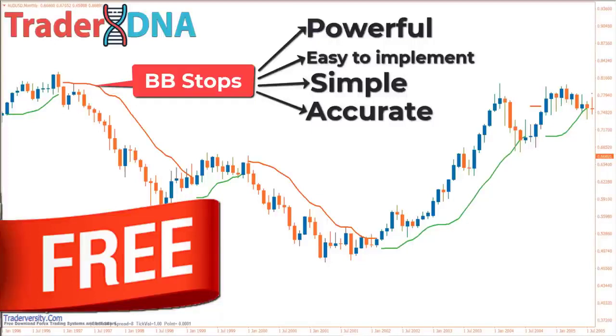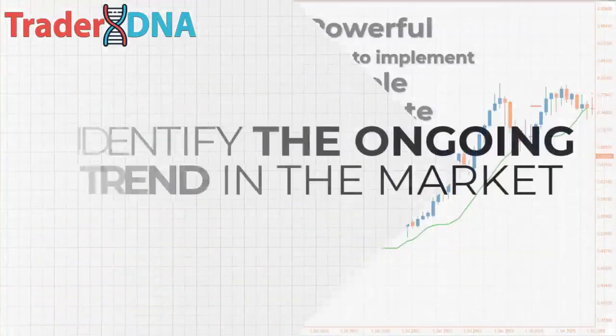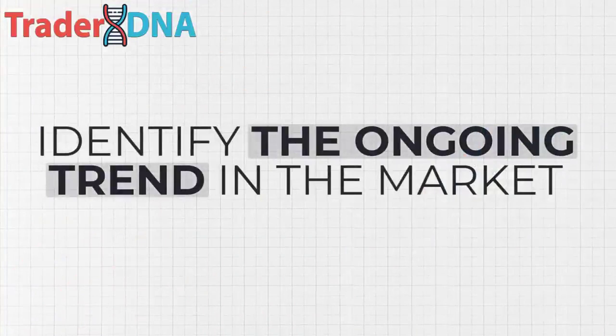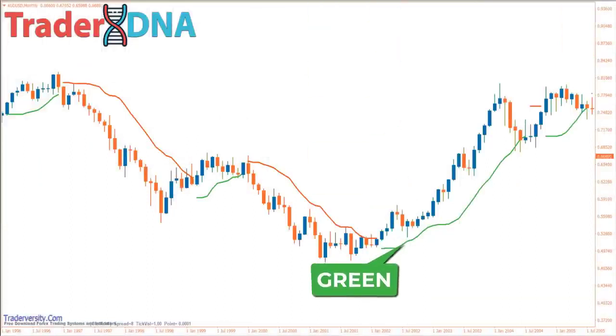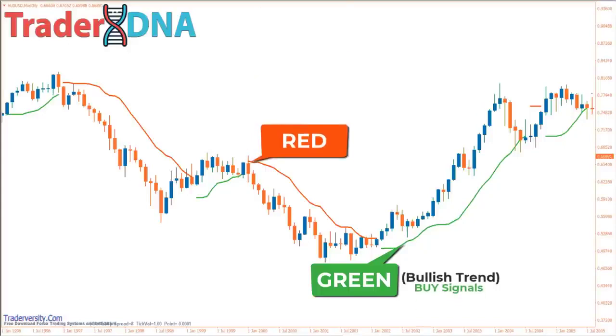So, this is how the strategy goes. The first step in this strategy is to identify the ongoing trend in the market. You can do this by identifying the color of the BB Stops indicator line on the chart. If the BB Stops indicator is green, it means there's a bullish trend, which indicates that you only need to look for buy signals. And if the BB Stops line is red, it means there's a bearish trend, which indicates that you only need to look for sell signals. Analyzing trends like this is very easy to do, so you won't have difficulty in consistently following this rule.